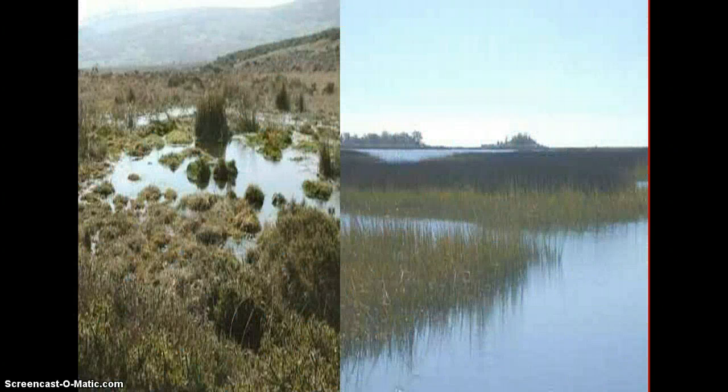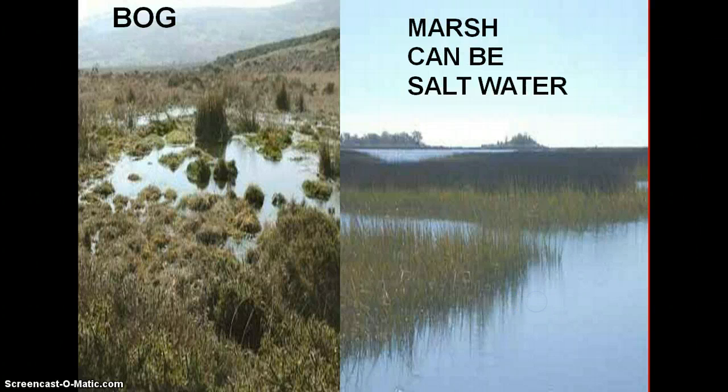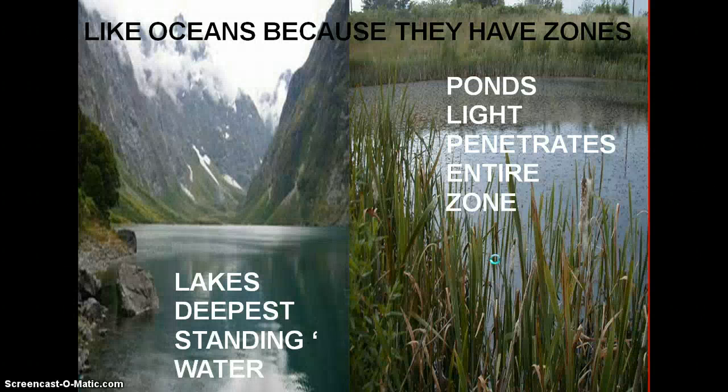Anybody know what that one is on the left? Marsh. The one on the right is actually a bog, and then the marsh. Good. There you go. Then we've got lakes and ponds. Now, the only freshwater biome that has zones like an ocean is a lake. Why? Because it's the only one that in certain places has depth.